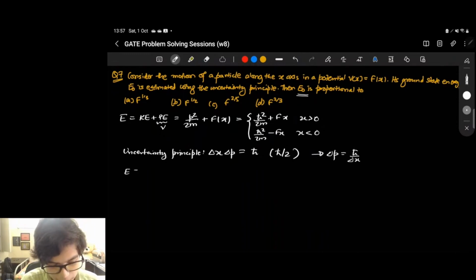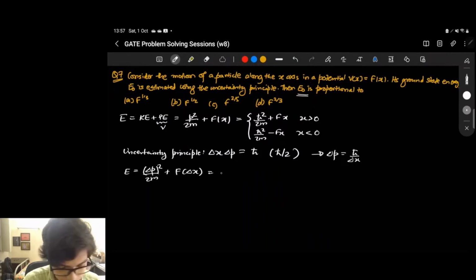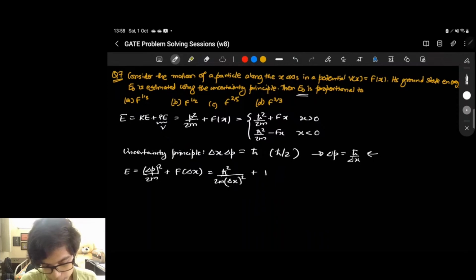So putting this in the expression for energy, we have energy is delta p squared by 2m plus f of delta x. And now substituting this, this gives me h cross squared by 2m delta x squared plus f times delta x.